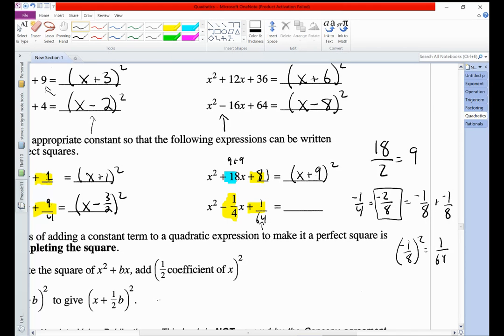So by adding that constant here, we're making this trinomial a perfect square trinomial, and we can split it into factors of x minus 1/8 squared. And the reason we can do that is because negative 1/8 plus negative 1/8 will get us there, and negative 1/8 times negative 1/8 will get us there. Perfect.